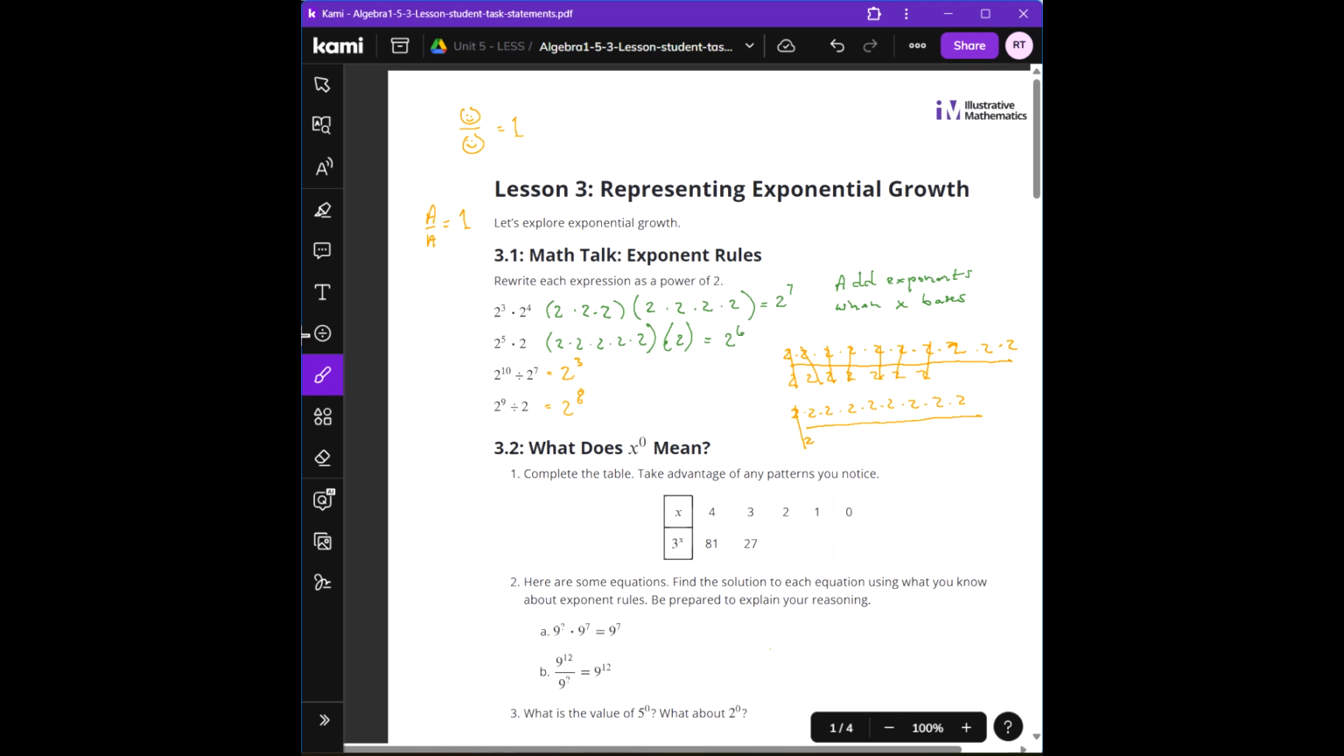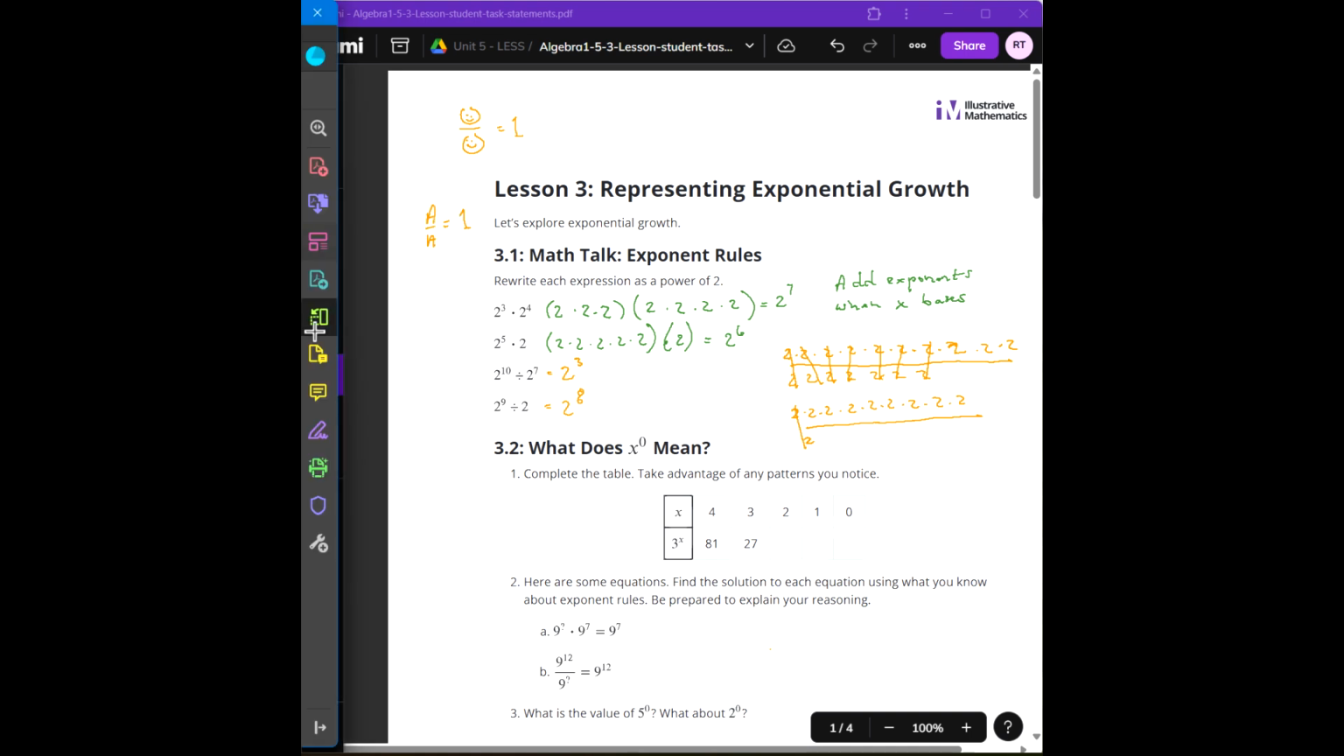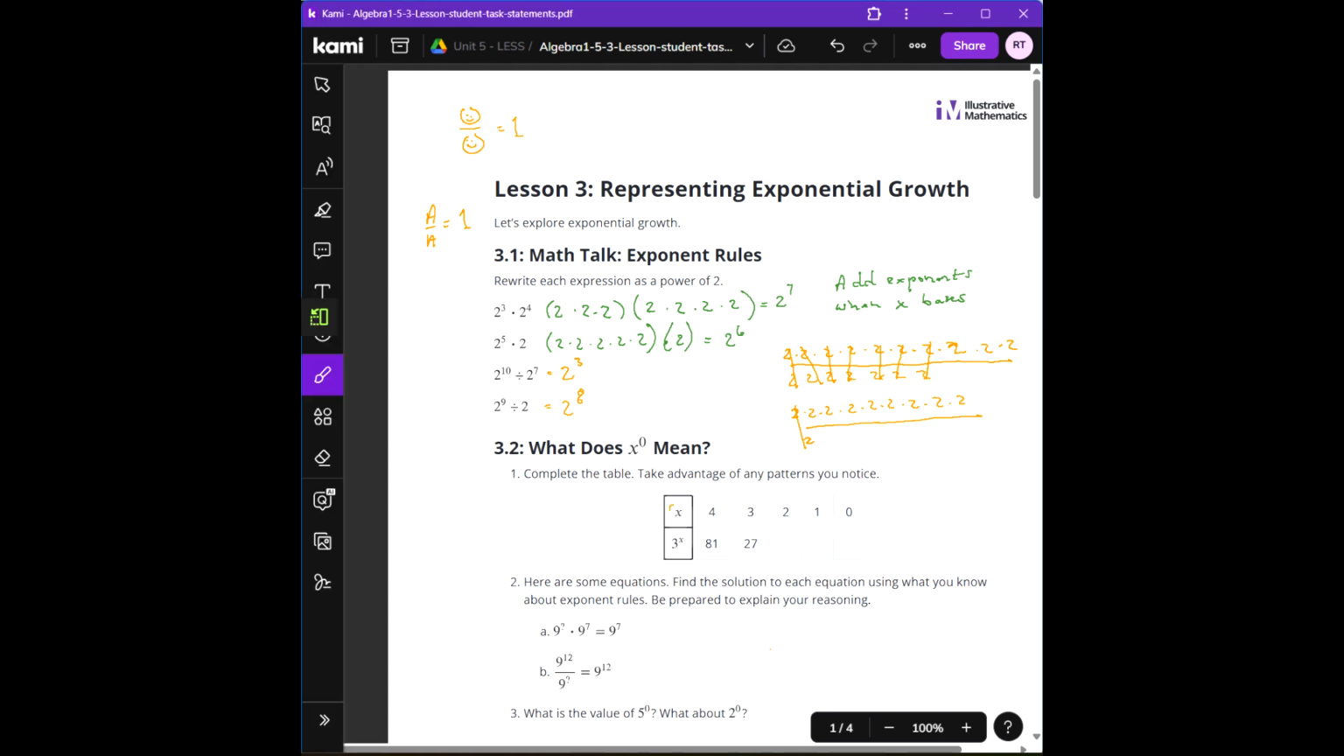All right, let's look at the next problem here. We're going to complete the table here, and we're going to take advantage of any patterns that we notice. So we have our x here, and then we have our base of 3. Whatever our exponent is, we're going to multiply the base by itself that many times. So let's look at the first one. Here, I'm going to have 3 to the 4th. That's going to be 3 times 3 times 3 times 3, and that is going to give me 81.